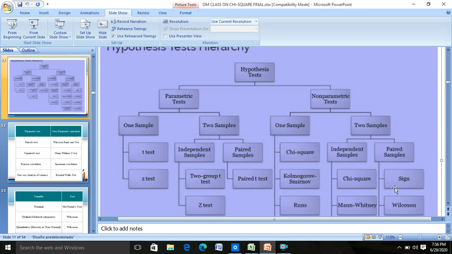Similarly, these are the types of non-parametric tests. If you have a continuous or quantitative variable, you will ideally use the parametric hypothesis tests. In the case of attributes, for which you do not have population parameters available, you go for a non-parametric test, which is a one sample or two sample test. One sample can be chi-square, Kolmogorov-Smirnov or Runs test, and the two sample test can be independent and paired sample. An independent sample test can be chi-square or Mann-Whitney test, while the paired sample tests are the sign test and the Wilcoxon test.